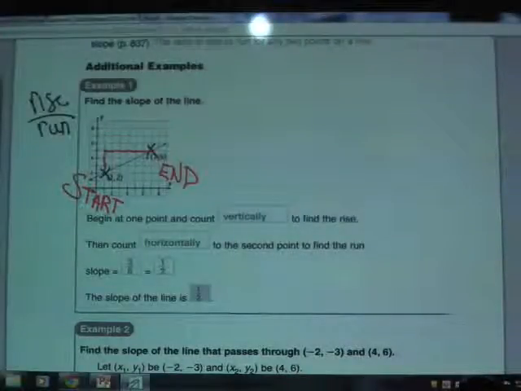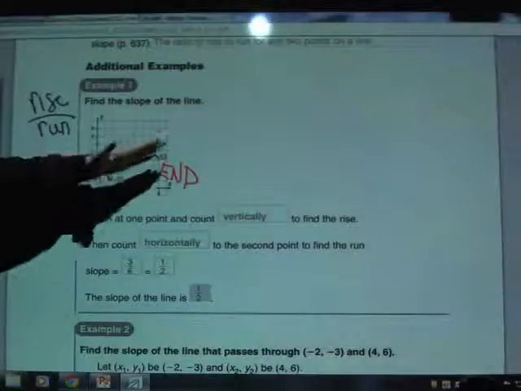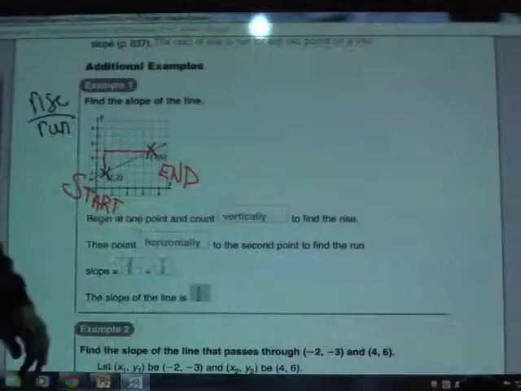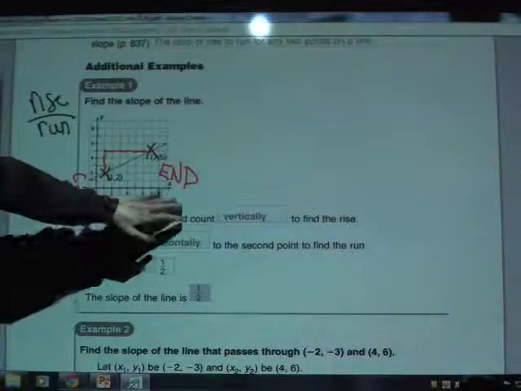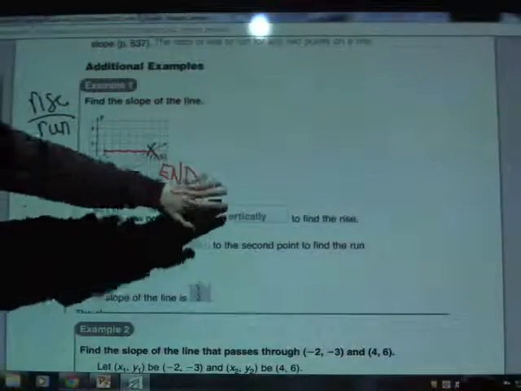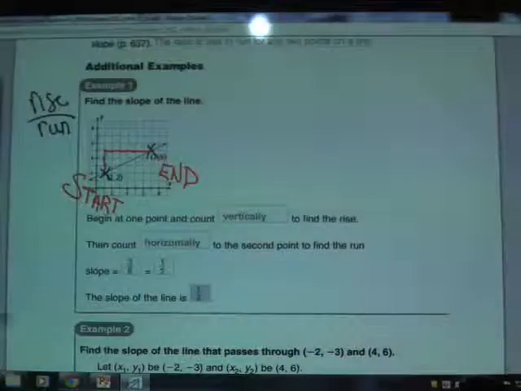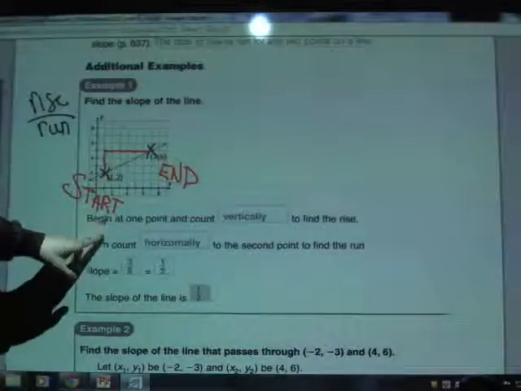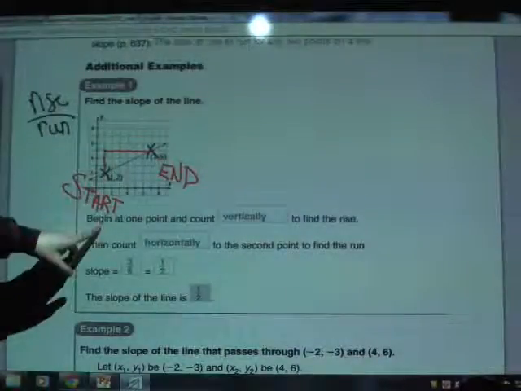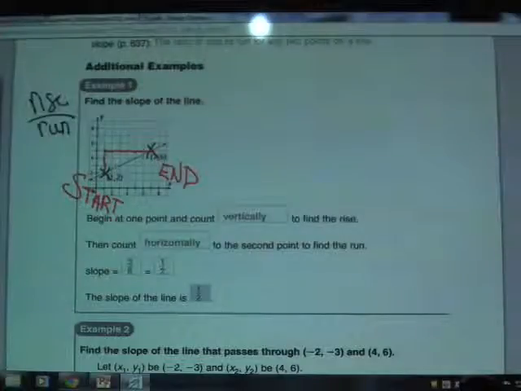Now, here's the thing you need to know. If the line goes down like this, we're always still going to go from left to right. So that run number is always going to be positive. But if the line points down going from left to right, obviously the rise means we're actually going to have to go down, which makes the rise turn into a negative amount, which means the slope is also going to equate to something that is negative when we're done.